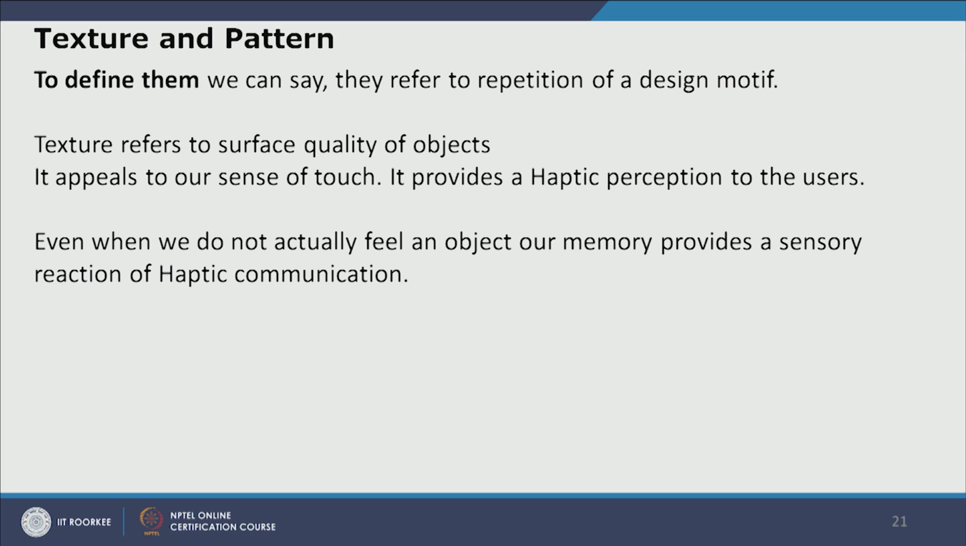It has haptic characteristics, or a sense of touch. So even when we do not actually feel the object, we can have haptic communication through the texture. There is a faint difference between texture and pattern. Pattern is a regular repetition of design motifs. When the design motifs are repeated at regular intervals, that is called pattern. Texture too has a repetition, but the repetition is less perceivable and does not have a similar regular interval.